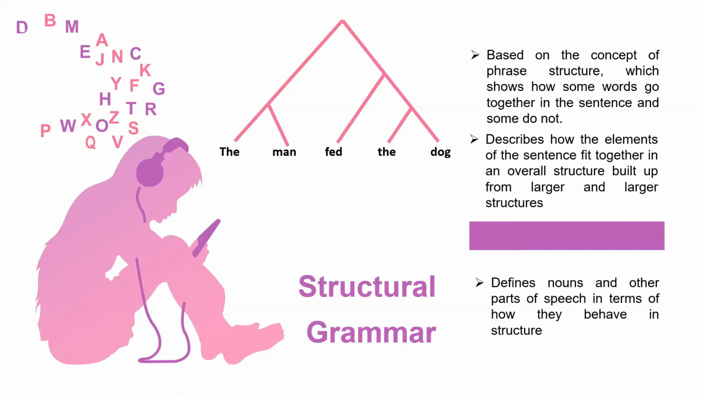The important thing is not so much the meaning of the sentence as how it is constructed. Hence, structural grammars define nouns and other parts of speech in terms of how they behave in structures. A noun is a word that can be marked for plural, beers, that can be modified by an adjective, good beer, and that can be the subject of a sentence: good beer comes from the noun.